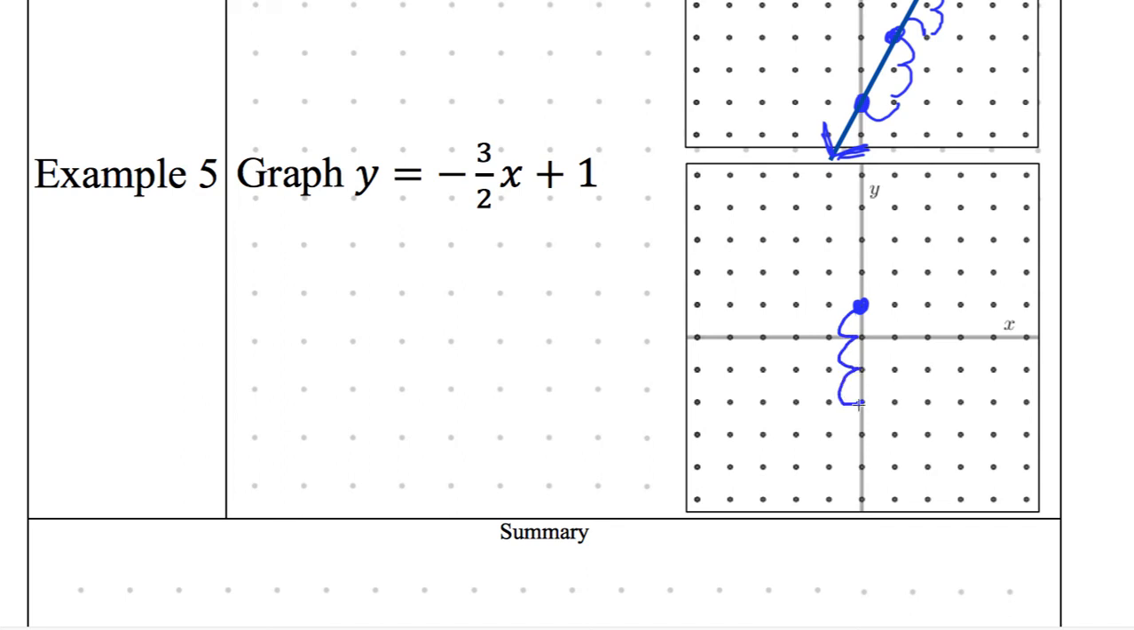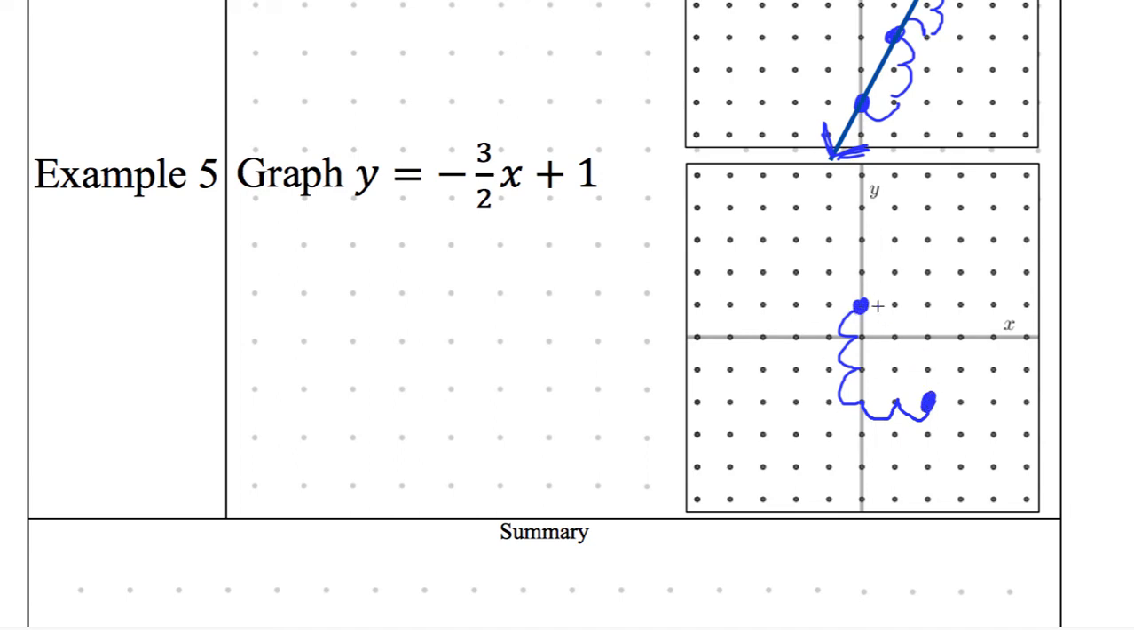1, 2, 3. I've gone down 3. I'm not going to make a point there yet. And then across. Is that left or right? Right. Right 4 or right 2? Oh, 2. Right 2, okay. Right 1, 2. And there's my point. Yeah, good job, Jessica. And there it is.